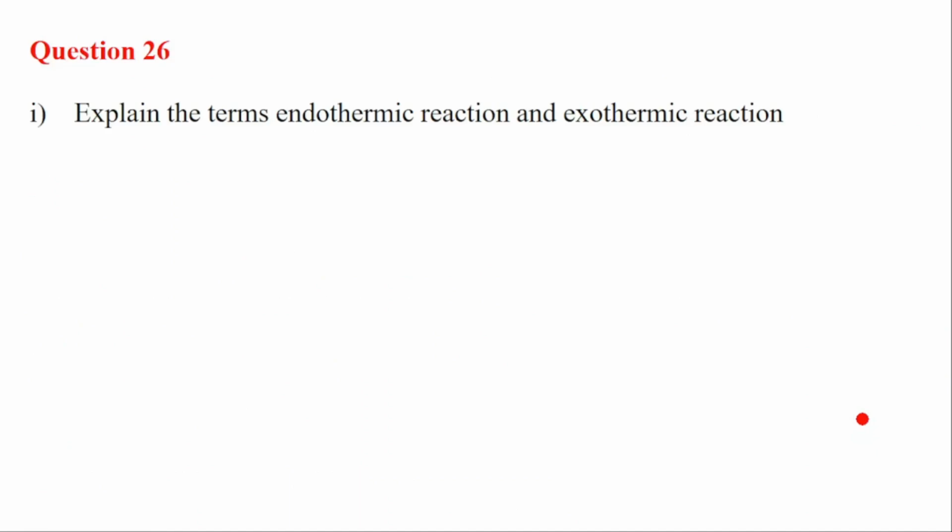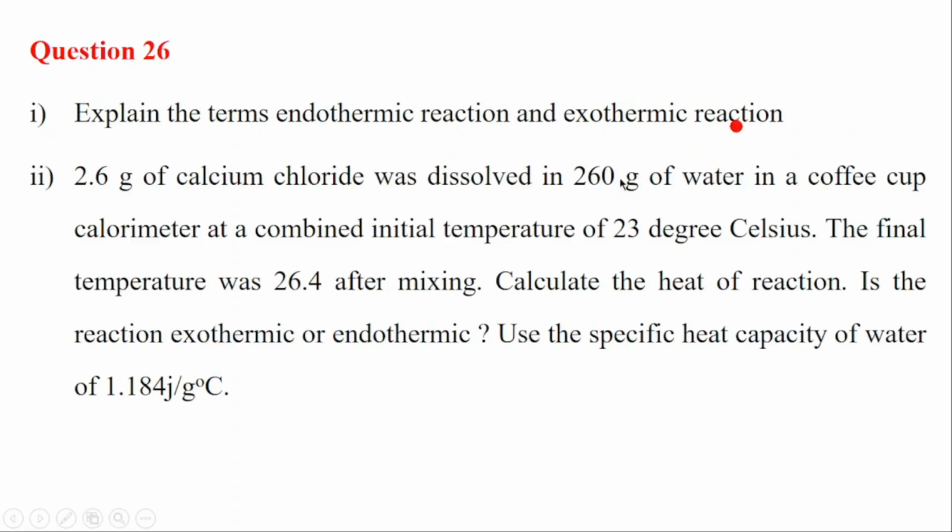We have here question 26. Question 26 is asking: explain the terms endothermic reaction and exothermic reaction. That's number I. Number II is saying 2.6 gram of calcium chloride was dissolved in 260 gram of water in a coffee cup calorimeter, at a combined initial temperature of 23 degrees Celsius.